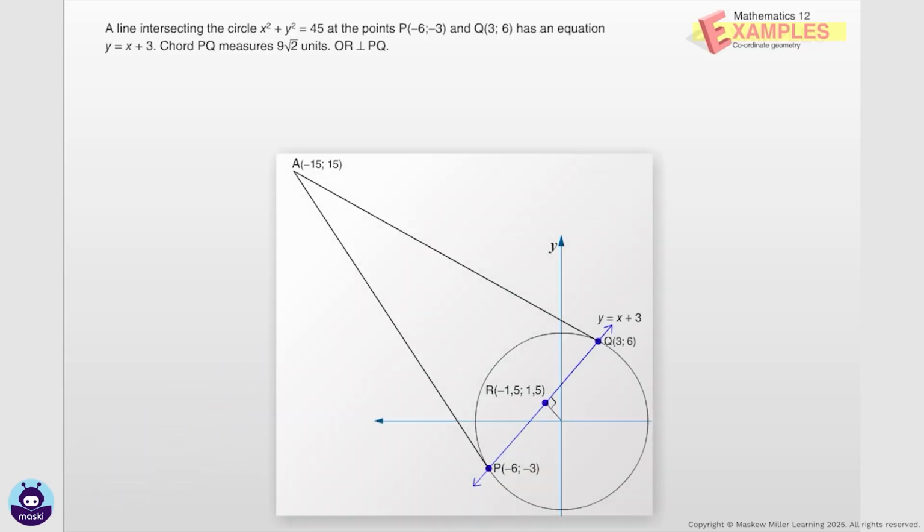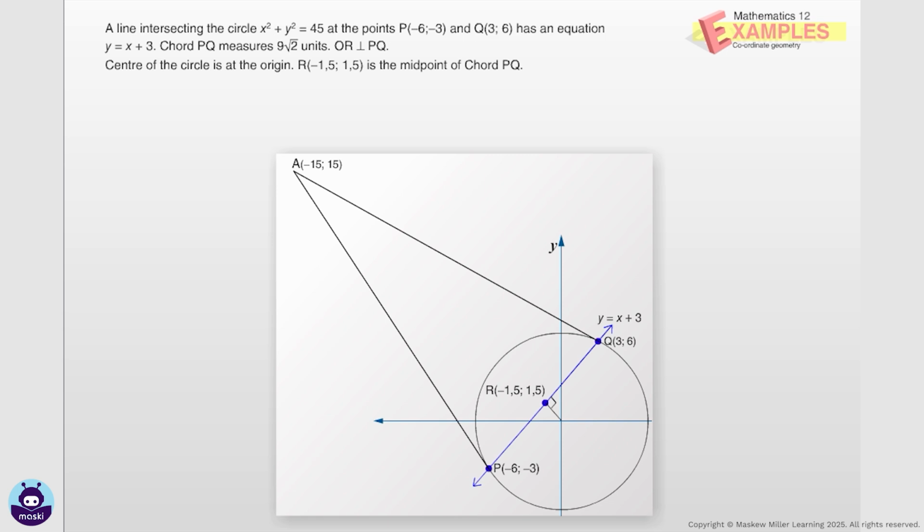Example 4. A line intersecting the circle x² + y² = 45 at the points P(-6, -3) and Q(3, 6) has an equation y = x + 3. Chord PQ measures 9√2 units. OR is perpendicular to PQ. The center of the circle is at the origin.